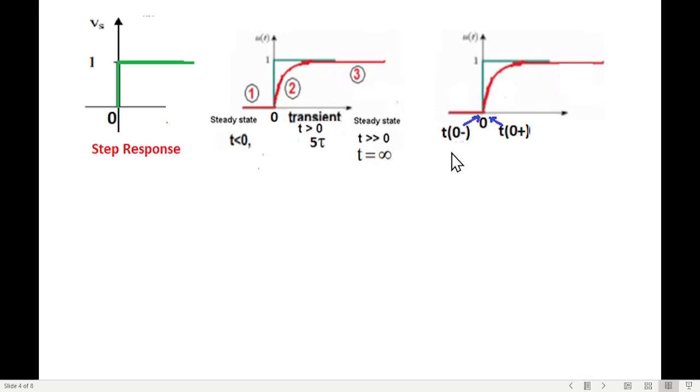And one more point is the concept of 0 minus and 0 plus. If this is the origin 0, just slightly before it will be called t equal to 0 minus, and just slightly after it will be called t equal to 0 plus. This has a significance: the capacitor voltage does not change. Whatever is the voltage here, the same voltage will remain here. And in case of an inductor, the inductor current does not change. Whatever was the current here, the same will be at this point.